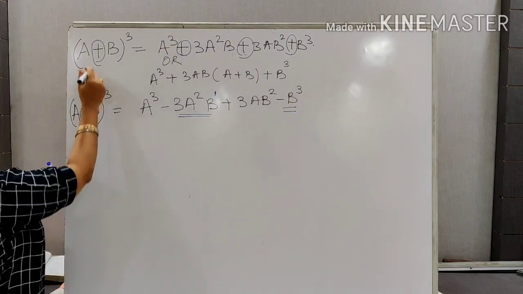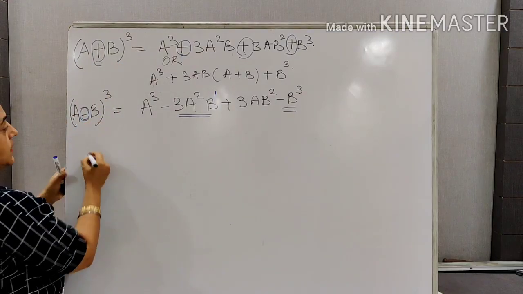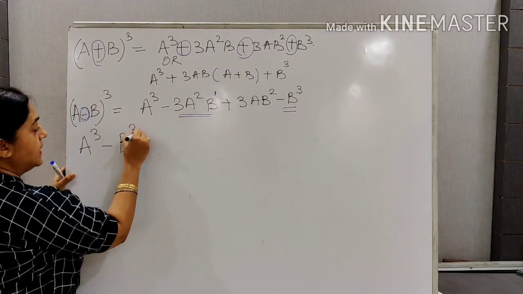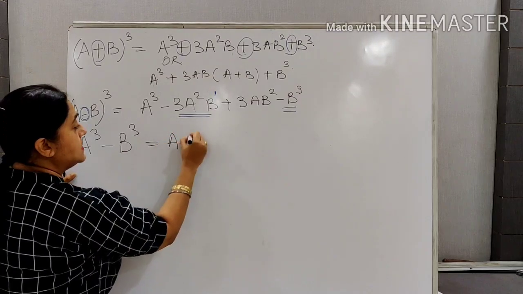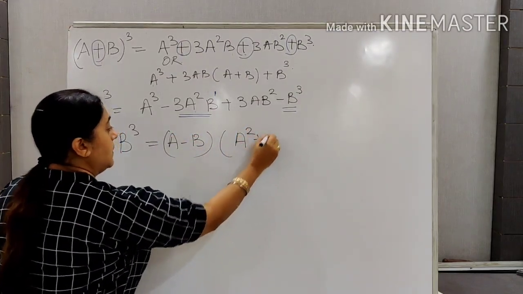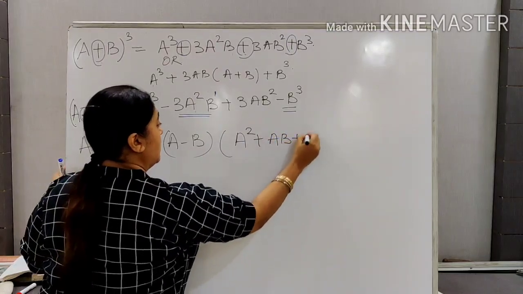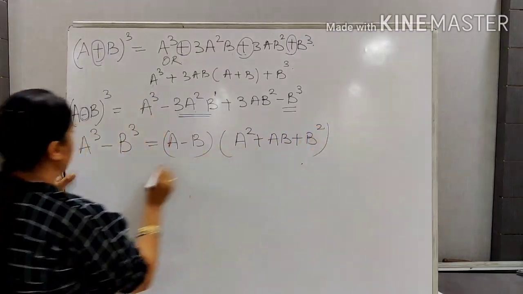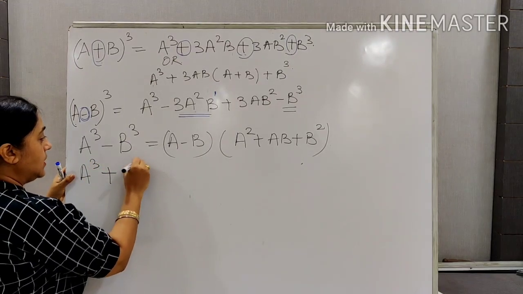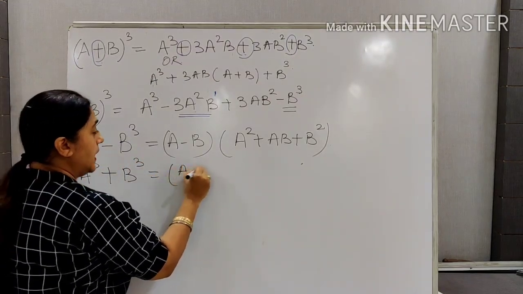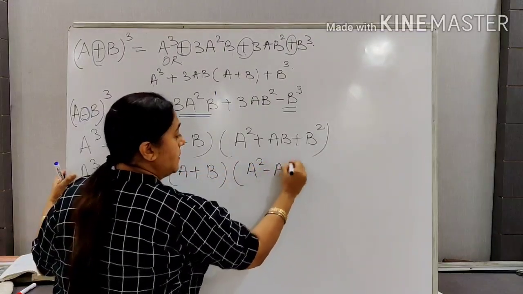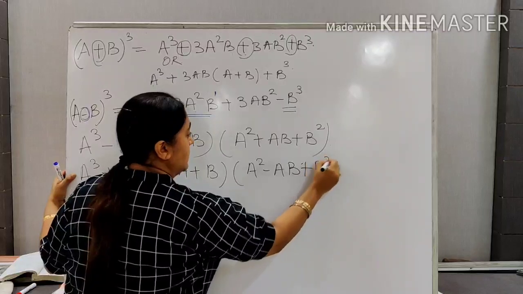So this formula is (a plus b) whole cube. This is (a minus b) whole cube. एक और I will be considering today a cube minus b cube, which is same as (a minus b)(a square plus ab plus b square). See, next is a cube plus b cube is equal to (a plus b)(a square minus ab plus b square).